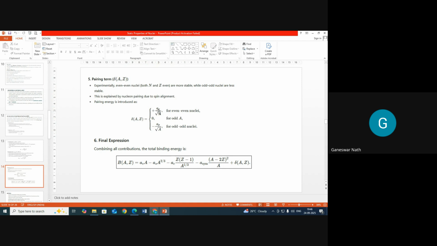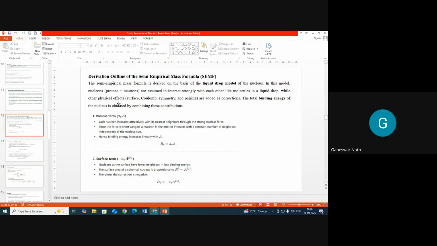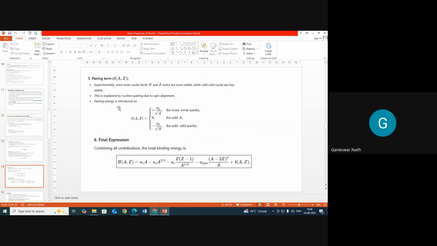This formula is just for even nuclei, and that is for an odd atomic mass number. For odd mass number, this is the formula that you have to remember, and the derivations were not kept. When you combine all these terms, like the pairing term, asymmetry term, Coulomb term, and also the surface term, we get the final expression.